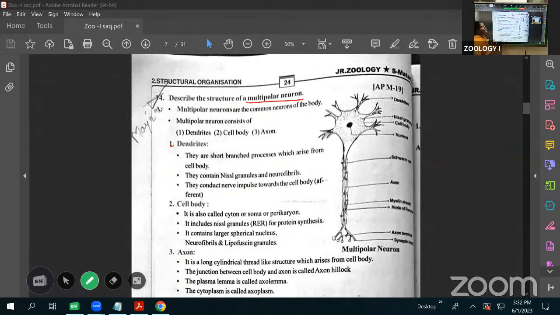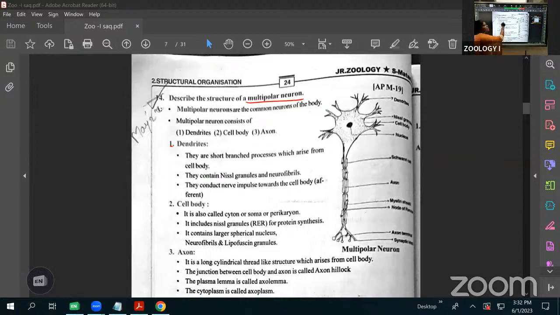Here unipolar, bipolar, and multipolar neurons are present. Neurons are the structural and functional units of the nervous system. There are mainly three types: unipolar, bipolar, and multipolar neurons. Unipolar means only an axon is present, that we call unipolar. Bipolar means the cell body has one axon and one dendrite. That's why we call it bipolar.